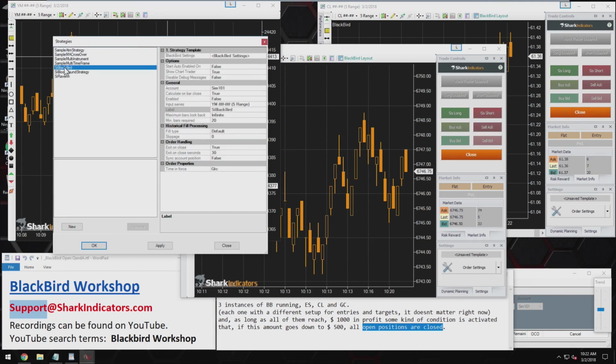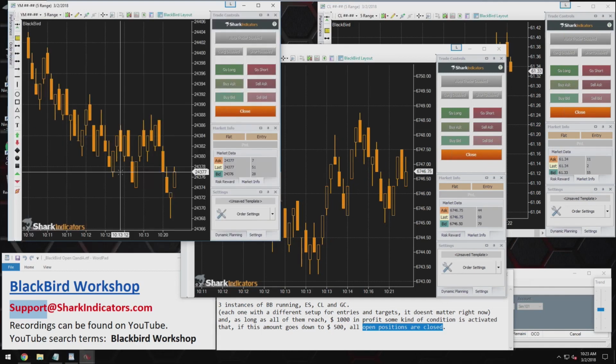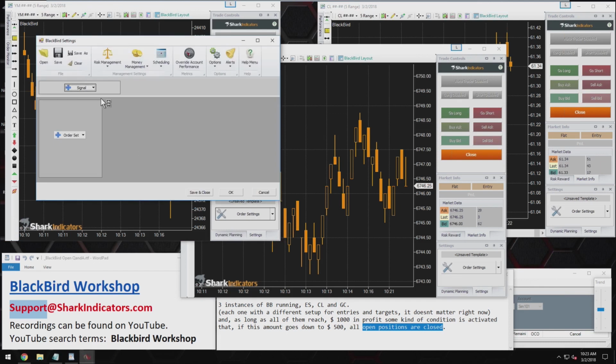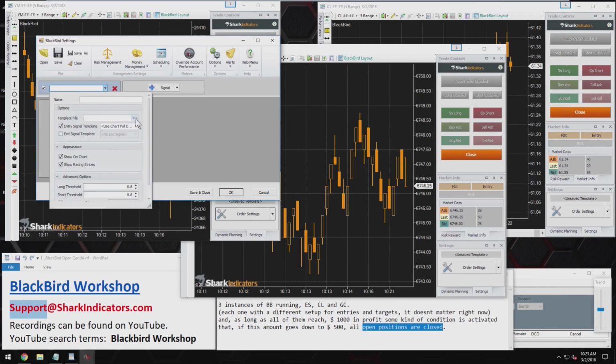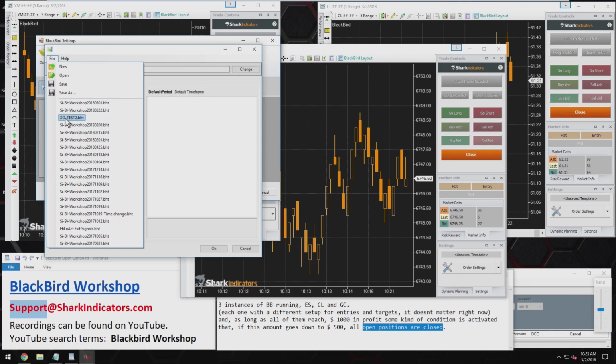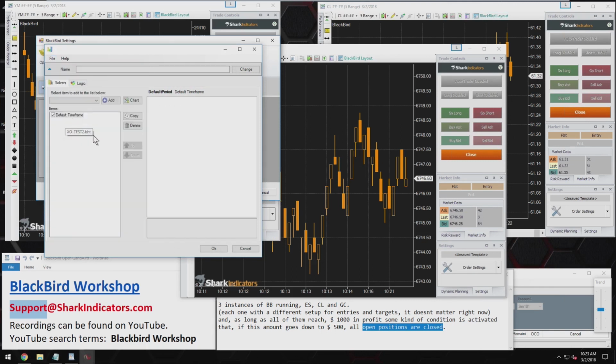All right, so let's get this last BlackBird on here and running. Next thing I'll need to do is set up these BlackBirds with some random settings. I will just throw on some simple BloodHound signals here. I'll just use this test file.